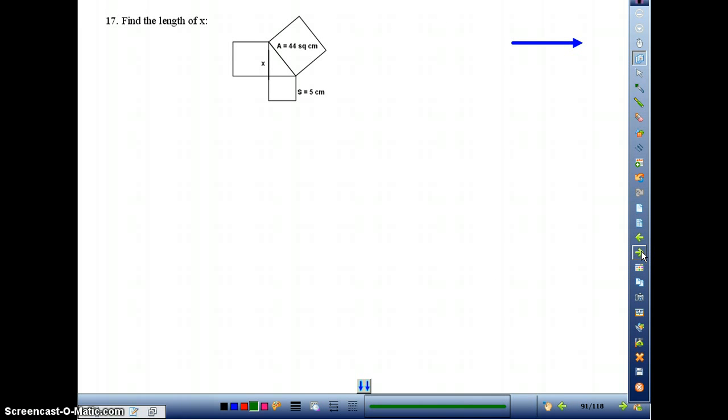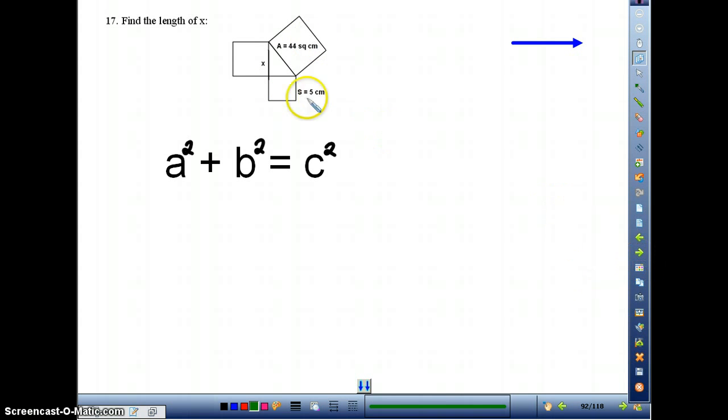Number 17. Find the length of X. Guys, I feel certain a question like this will show up on your STAR test. You have got to understand these Pythagorean models. Okay, Pythagorean theorem says the area of the small one plus the area of the medium one adds up to the area of the big square. The two smaller areas add up to the area of the big square.